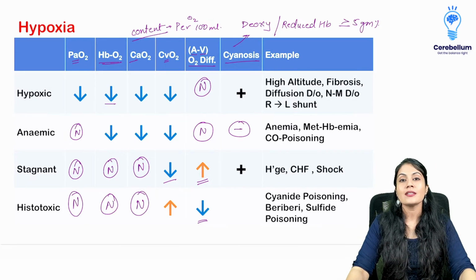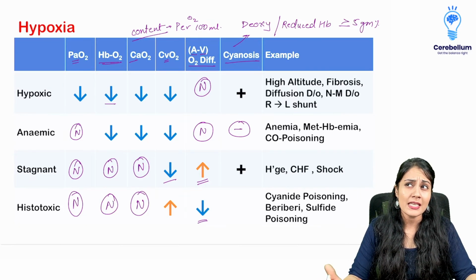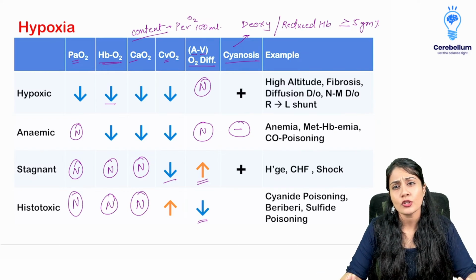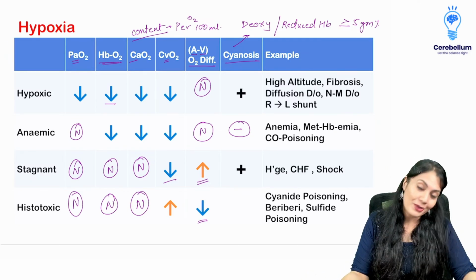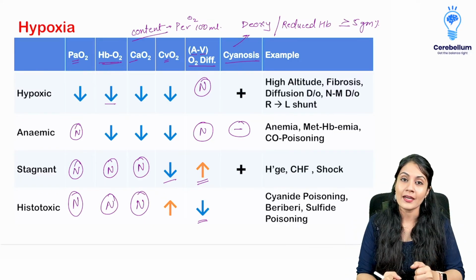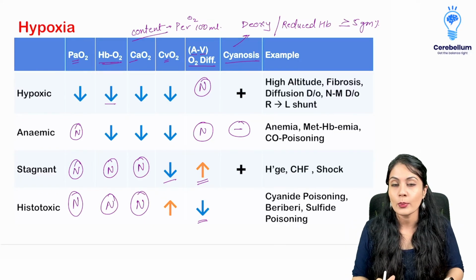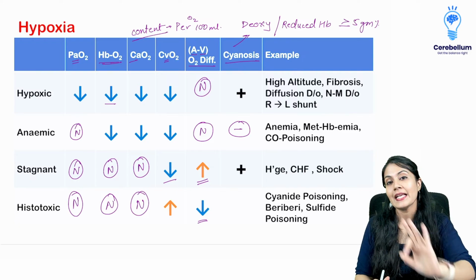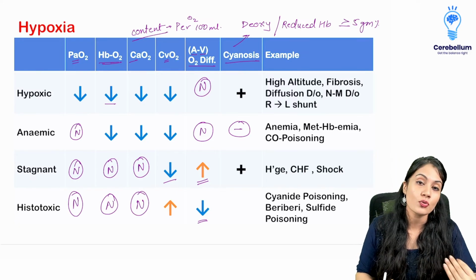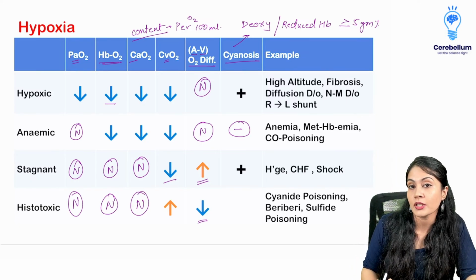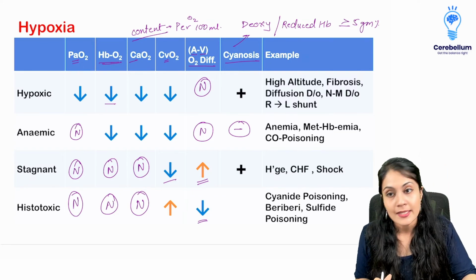Now, if I ask you in the stagnant, will you be able to see more than 5 gram % deoxygenated hemoglobin? Yes, because the tissue is extracting more and more oxygen. What will happen on the venous side? I can see the deoxygenated hemoglobin, which is going to be much, much more than the 5 gram %, and the cyanosis is going to be seen, right?